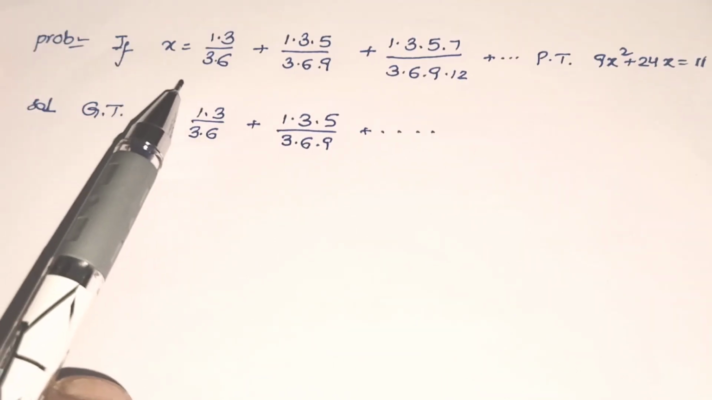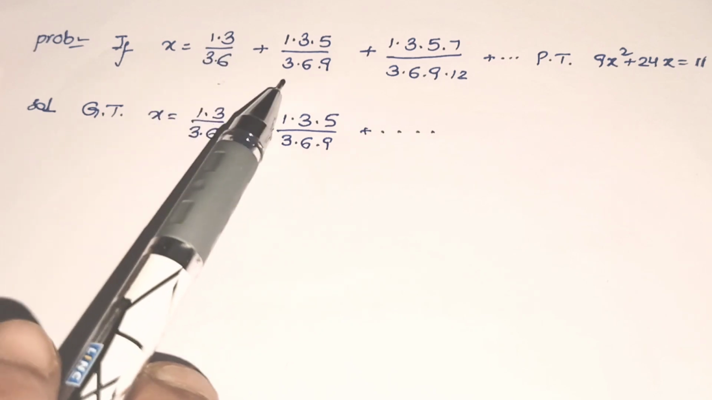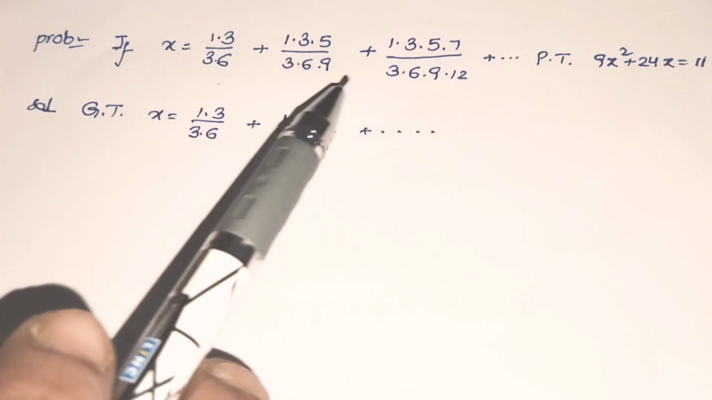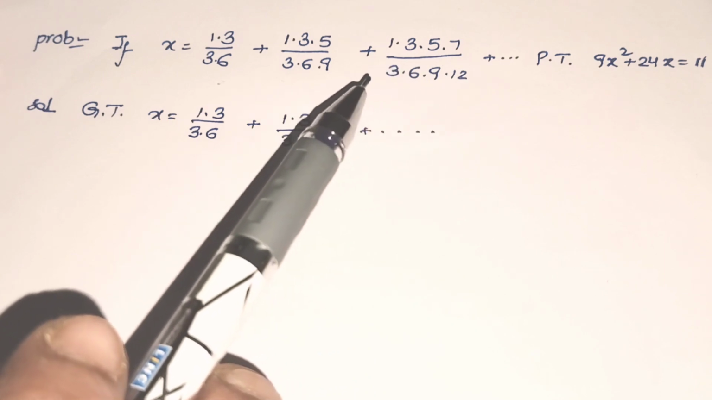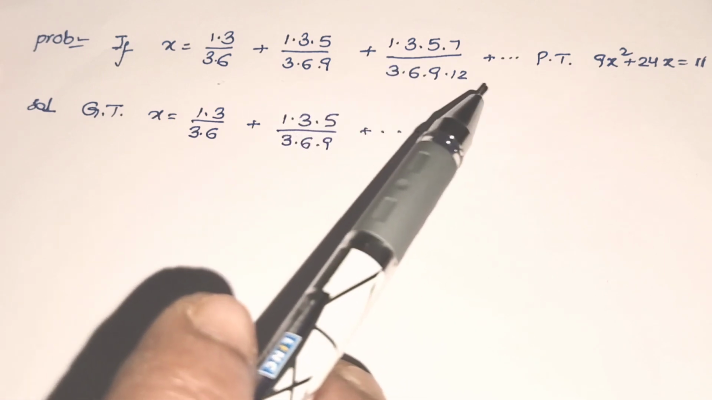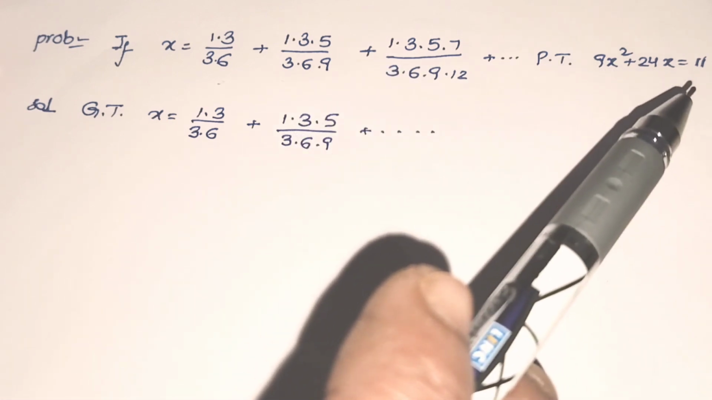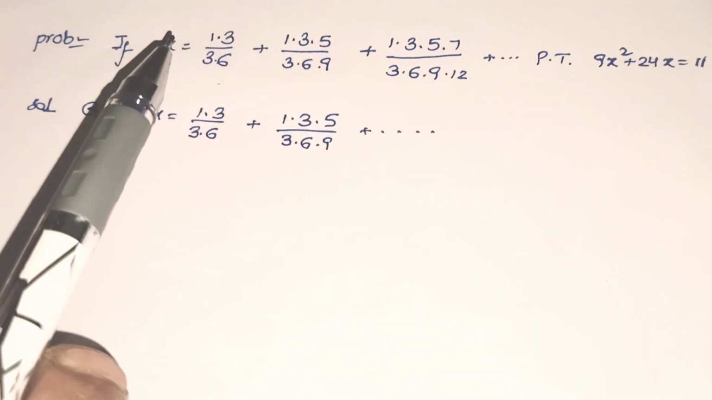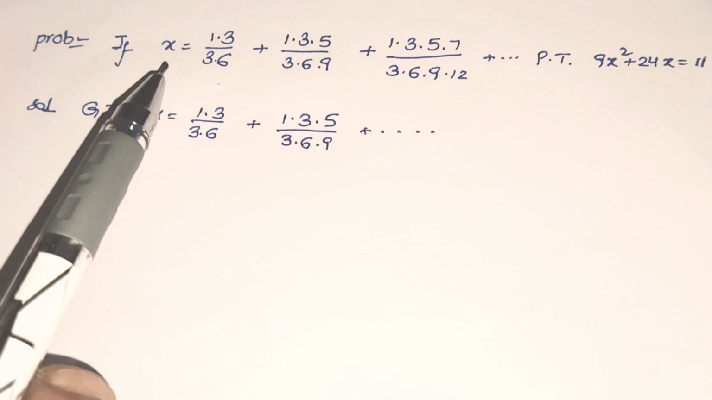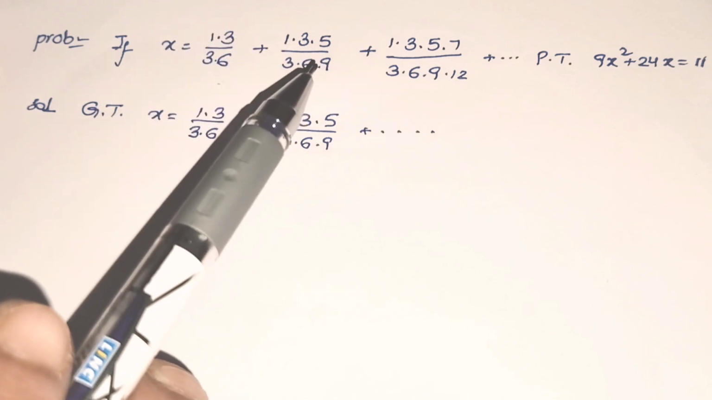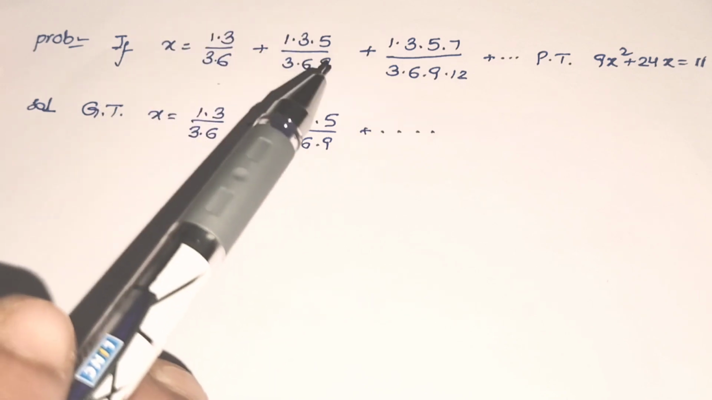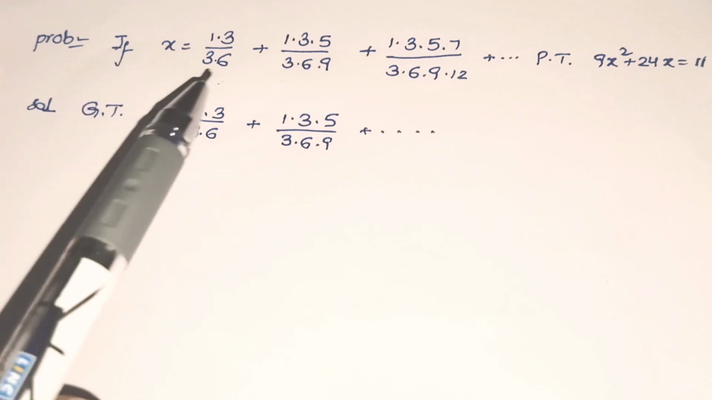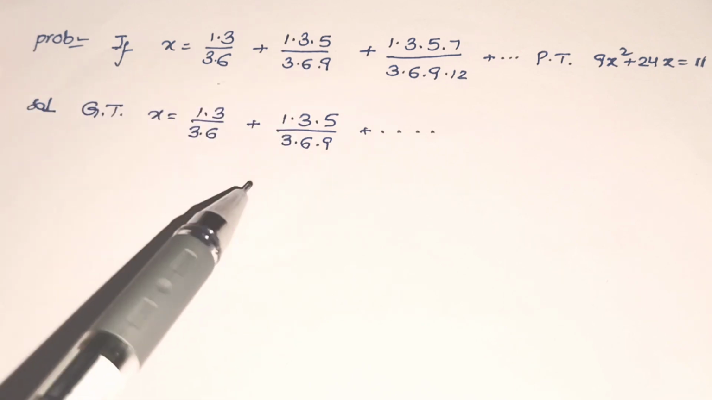So the next problem: if x is equal to 1 into 3 by 3 into 6 plus 1 into 3 into 5 by 3 into 6 into 9 plus 1 into 3 into 5 into 7 by 3 into 6 into 9 into 12 and so on, then prove that 9x square plus 24x is equal to 11. Okay, same procedure. Here also the given series is equal to x. No need to take the series as s here, since it is already given as equal to x. So first write the series value, x is equal to this one.